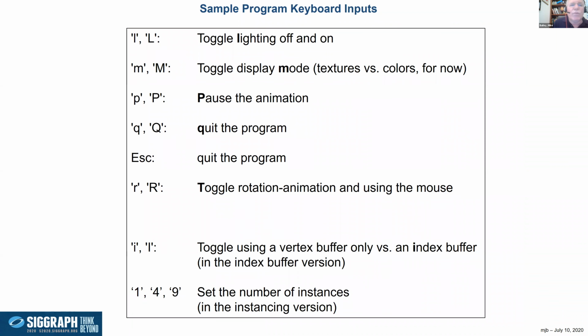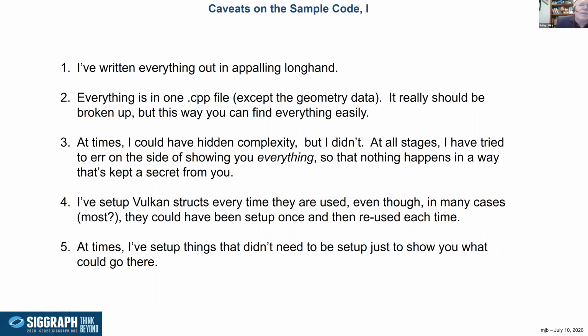And this is what the program does. If you hit the L key, you toggle the lighting on and off. If you hit the M key, you're toggling the mode, which is textures versus colors. P to pause the animation, Q to quit, R, and so on. It's all there.